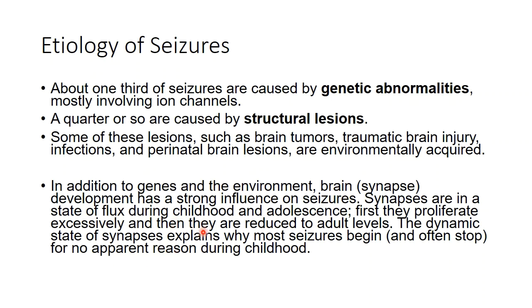It is because the synapses are in a constant state of flux, either proliferating excessively and then reducing in their amount in adulthood. And that is because of this dynamic nature of the synapse, which results in the characteristic variability in the manifestation of seizures in childhood and adulthood.